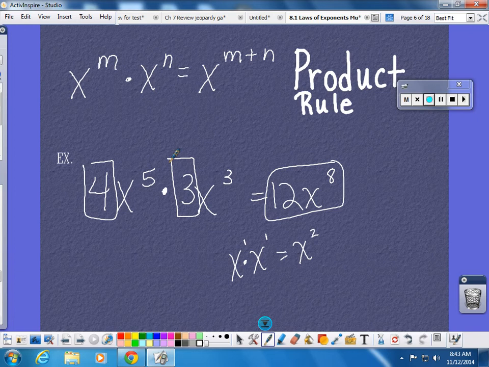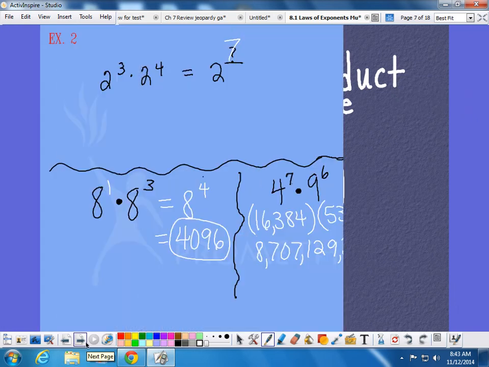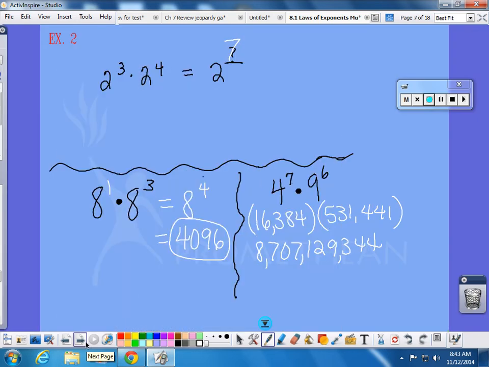Like on this next problem, I kept the 2 by itself. 2 to the third times 2 to the fourth, 3 plus 4 is 7. Now, I could have gone on with that and simplified it. If that was part of a problem we're going to work, I wouldn't leave it as 2 to the 7th. I'd make it 128. But the only time I can use my product rule is when my bases are the same.